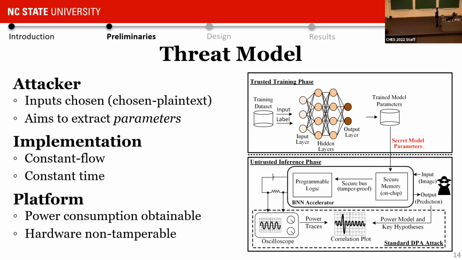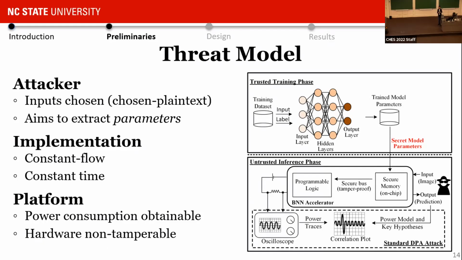And thus I present my threat model, where, as I said, the training phase is trusted and the trained secret model parameters are deployed on a device which is running in an untrusted environment. So the adversary, just like in differential power analysis, can observe the inputs and the outputs, and of course the power consumption, and can run some kind of statistical power analysis to extract the weights and biases. Here we assume that the adversary targets the parameters. The implementation is constant flow and constant time in hardware, so that makes attacks such as timing and memory side channels out of scope. And the platform, as I said, provides power consumption to be obtainable, but invasive attacks or tampering attacks are again considered out of scope for this particular work.